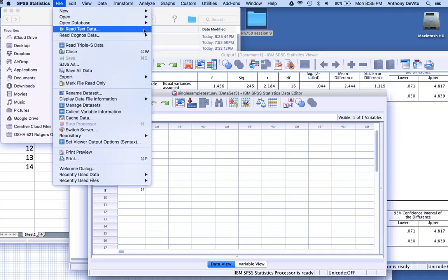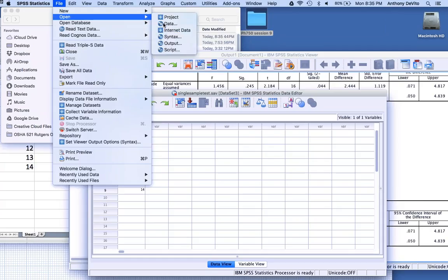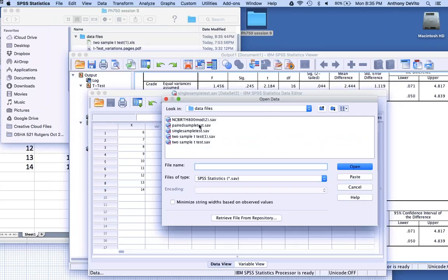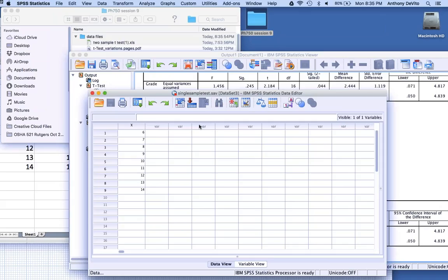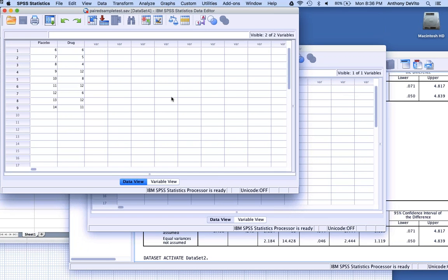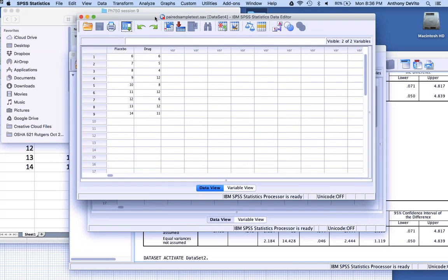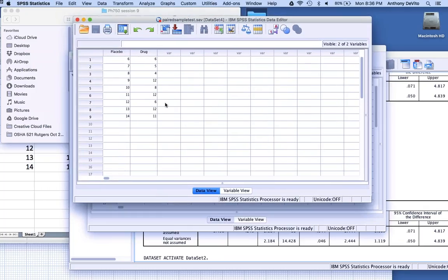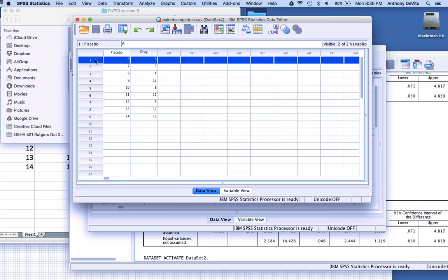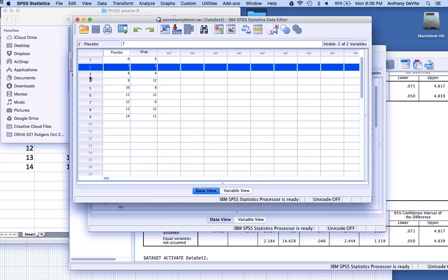Open. See, I was talking about single sample, the similarity between the single sample and paired samples. I guess it just doesn't like that file. Oh, there it comes. Okay, so I'm assuming that these numbers are correct, that it's the same numbers that we were working with before. Okay, so now here's placebo and drug, except this is subject 1, subject 2, subject 3.